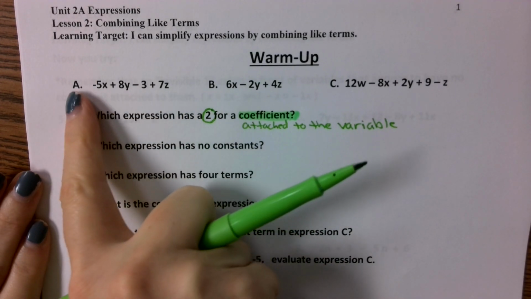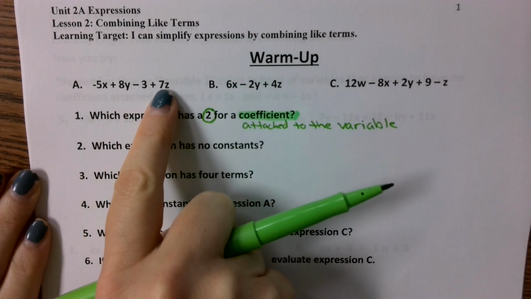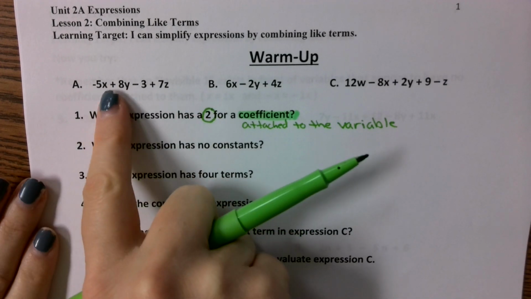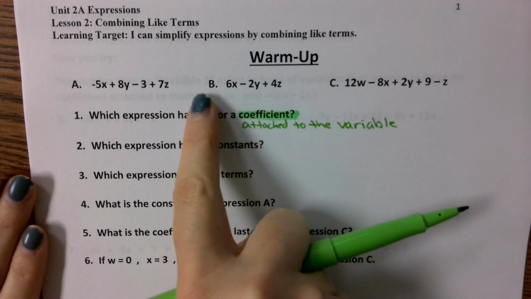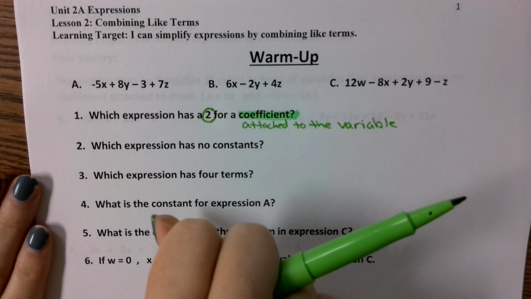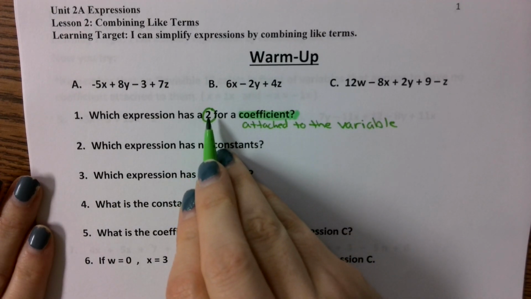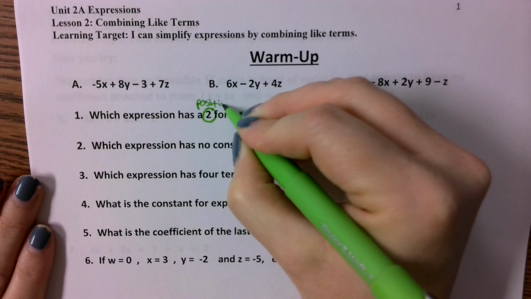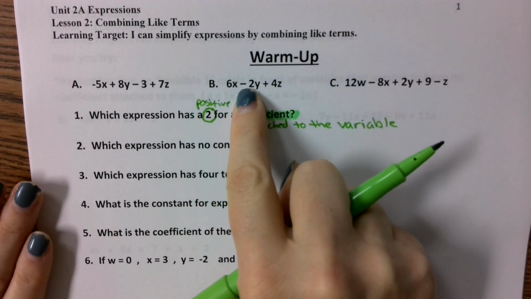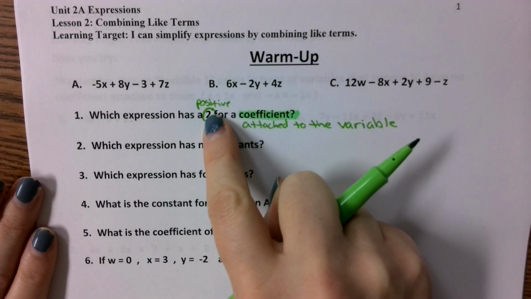So let's take a look at expression A. Do either one of these variables have a 2 attached to them? No. What about expression B? Do either one of these have a 2 attached to them? Yes. But is it a positive 2? No. Remember, this needs to be a positive 2. That is not a positive 2. This right here is a negative 2. That is a negative 2.